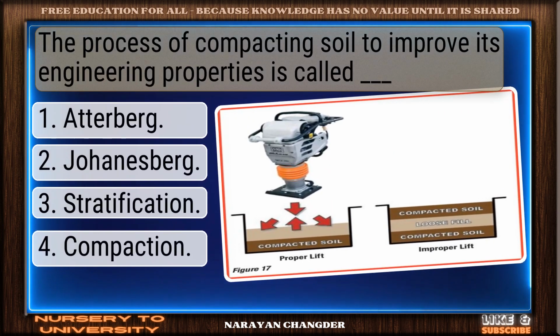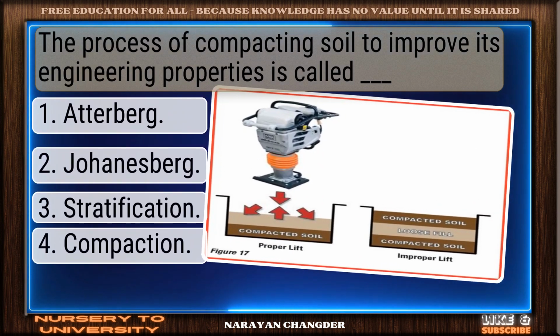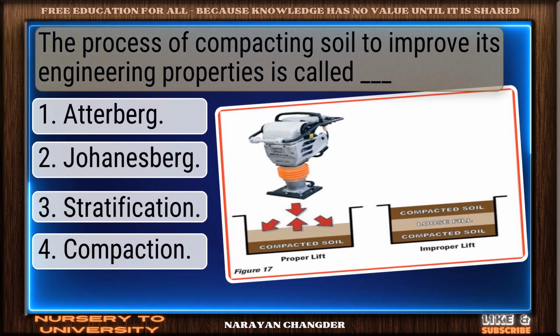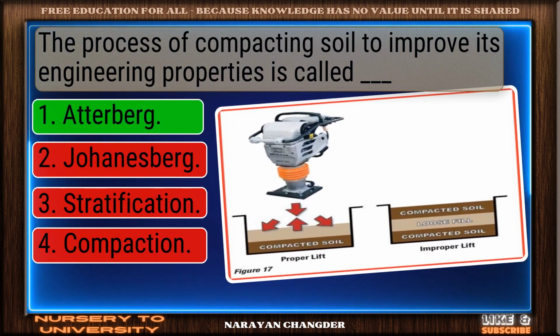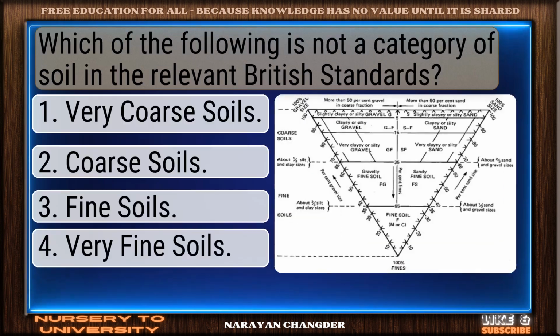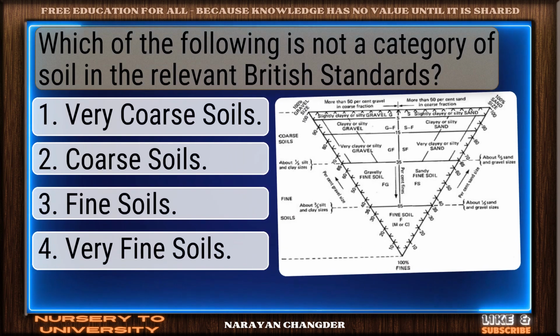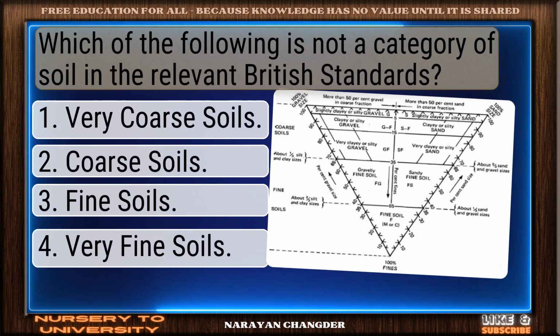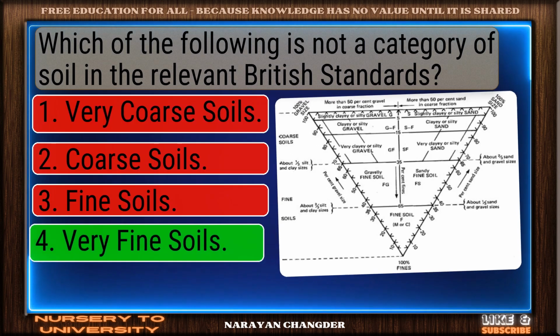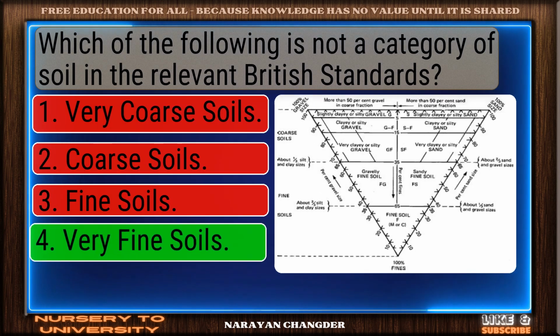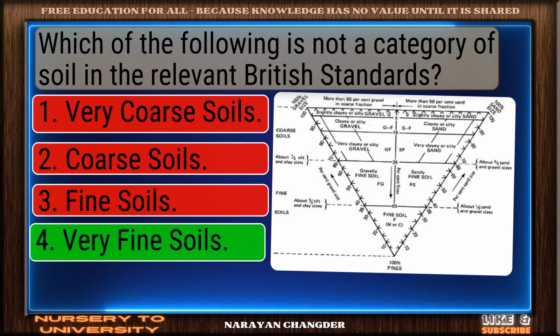The process of compacting soil to improve its engineering properties is called dash. Perfect. Atterberg is the correct choice. Which of the following is not a category of soil in the relevant British standards? Nice selection. Very fine soils is the correct and valid answer.